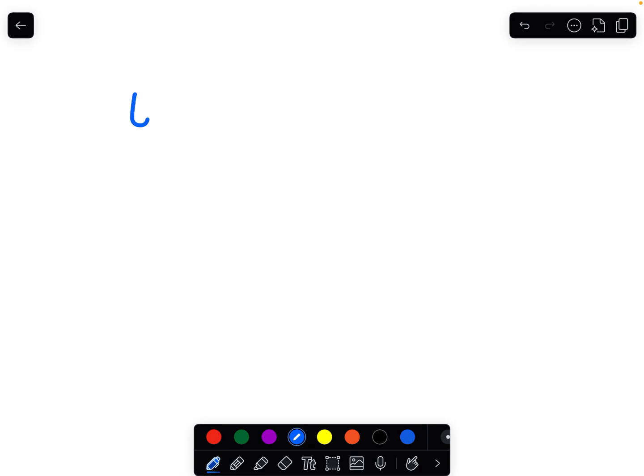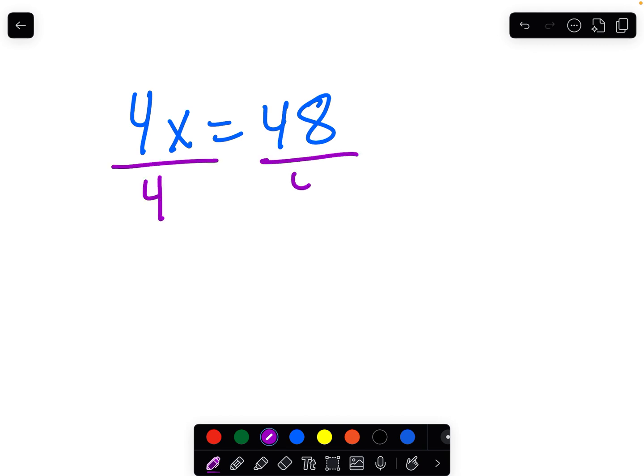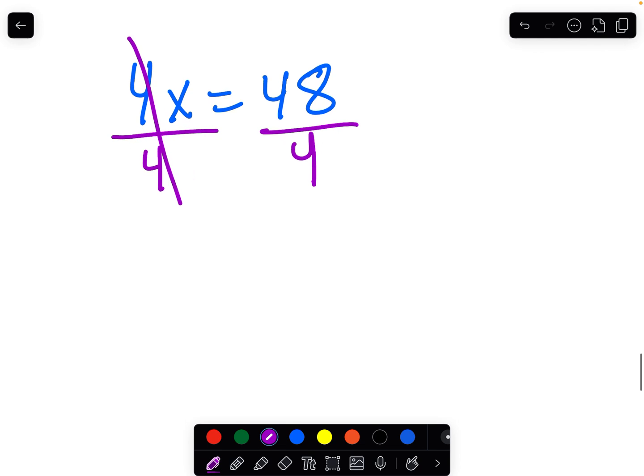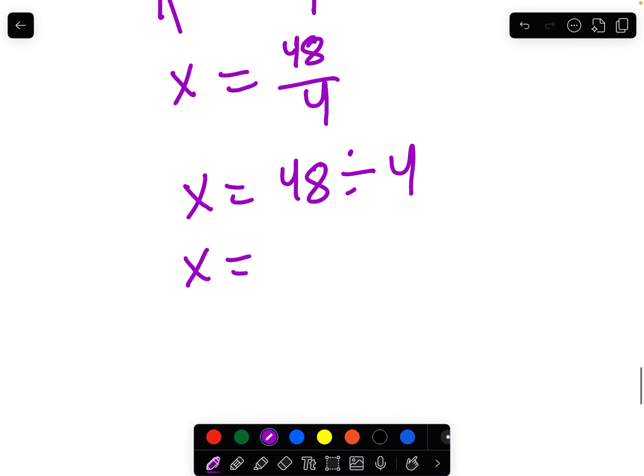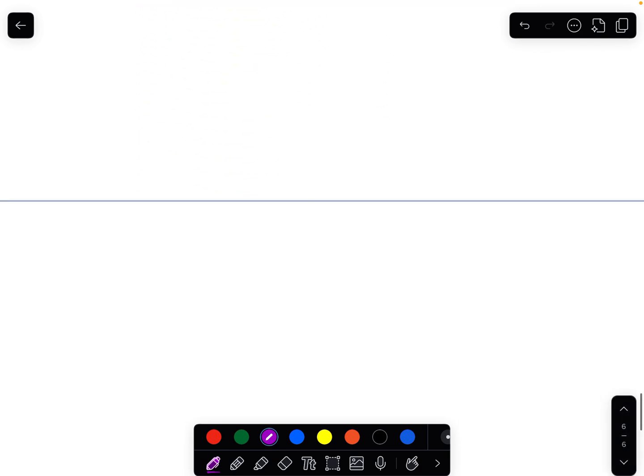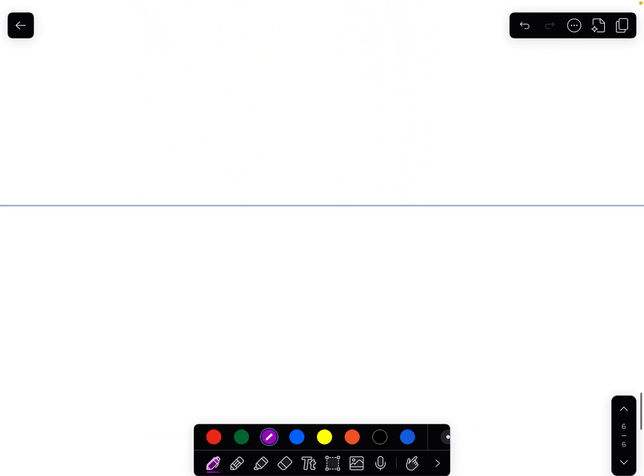Let's do the problem 4x equals 48. Now, since I am multiplying 4 by x, I'm going to apply division, which is the inverse operation to multiplication. I'm going to divide both sides by 4. 4 and 4 cancel each other out. I'm left with x equals 48/4. X equals 48 divided by 4. I happen to know that 48 divided by 4 equals 12, and x equals 12. There's my answer.